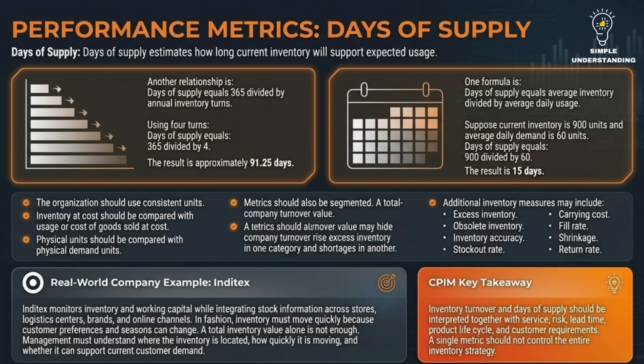Suppose current inventory is 900 units and average daily demand is 60 units. Days of supply equals 900 divided by 60. The result is 15 days.